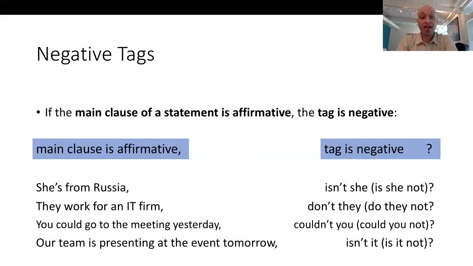Next, we have negative tags, and the rule follows that if the main clause of a statement is affirmative, the tag will be negative. So main clause is affirmative, tag is negative. She's from Russia, isn't she? They work for an IT firm, don't they? You could go to the meeting yesterday, couldn't you? Our team is presenting at the event tomorrow, isn't it?